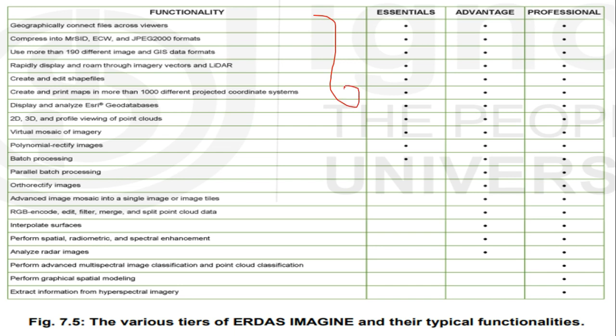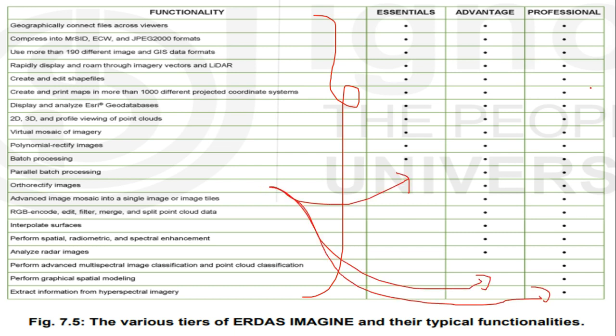And here is a list of functionalities that we can perform in ERDAS Imagine software, but it depends on which tier of ERDAS Imagine we are using. In the Professional tier we have almost all the functionalities available, but there are limitations in the Essential and Advantage software.